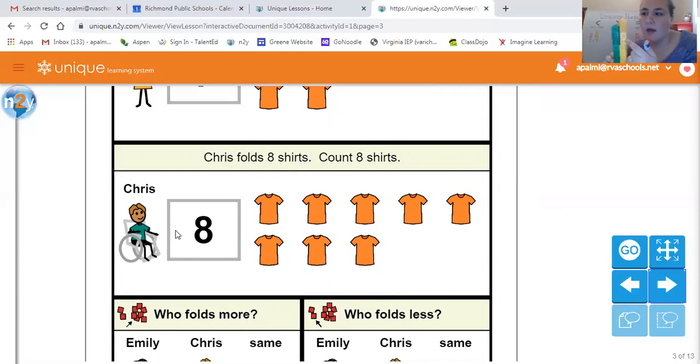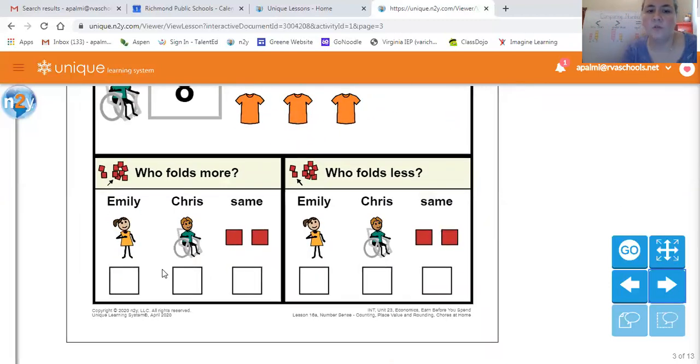Yeah, the yellow color is higher. The yellow one has more t-shirts. Who were we using the yellow for? Yes, we were using the yellow for Chris. So let's look at our question. Who folded more t-shirts? And we said the yellow color was more, and our yellow color is for our friend Chris. So let's click on Chris's name.